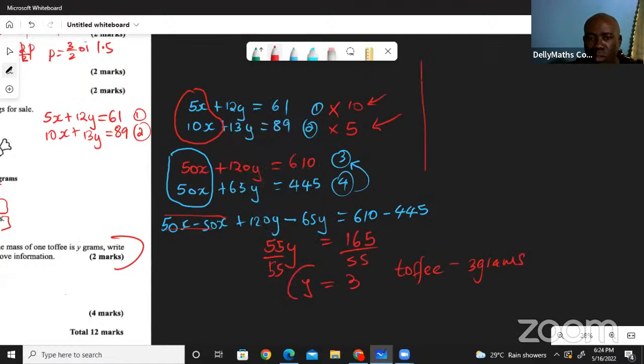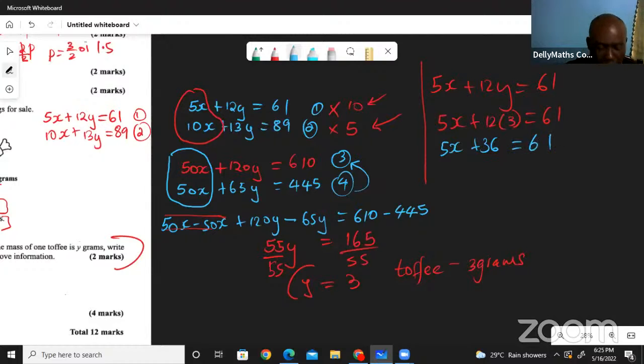We can then say, guess what? Using back 5x plus 12, and I would say to you, you could use any one of the 4. Any one of the 4 could work, all right? Any one of the 4 will work. Very good. So it's going to be 5x plus 12 times 3, and this is going to give us 61.